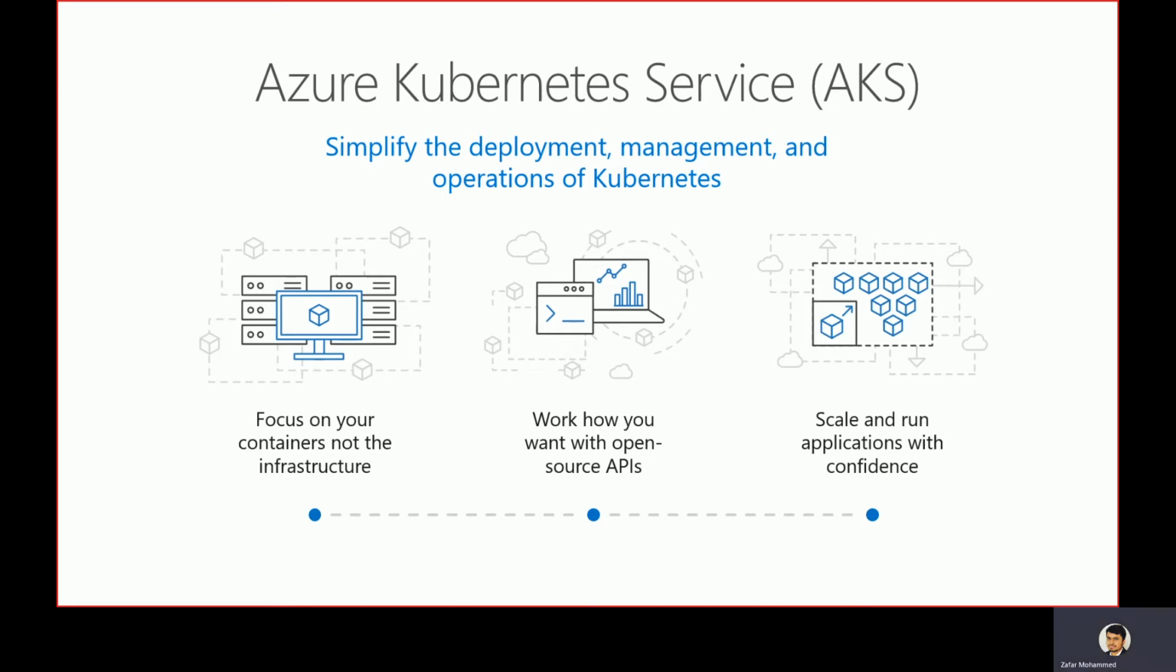So AKS eliminates the burden of ongoing operations and maintenance by provisioning, upgrading, and scaling resources on demand without taking your applications offline. As a hosted Kubernetes service, Azure handles critical tasks like health monitoring and maintenance for you. The Kubernetes masters are managed by Azure. You only manage and maintain the agent nodes.